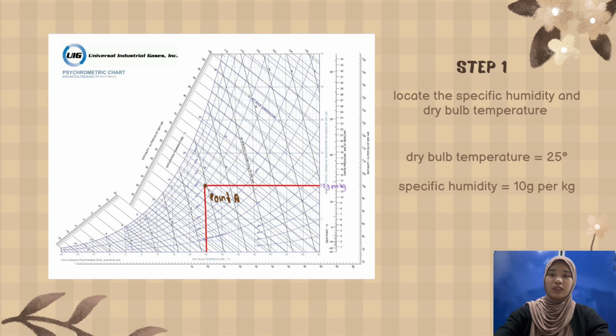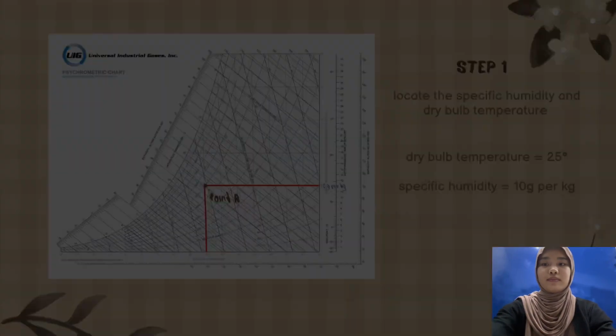So let's move on to step 1. First, locate the specific humidity and the dry bulb temperature. The dry bulb temperature is equal to 25 degrees, while the specific humidity is equal to 10 grams per kg. Then, draw a reference line from both axes until they intersect at a point. Let's call it point E.